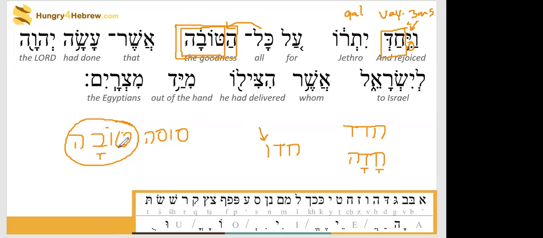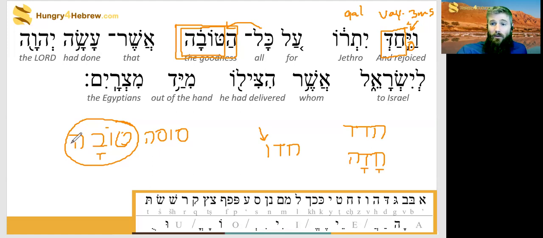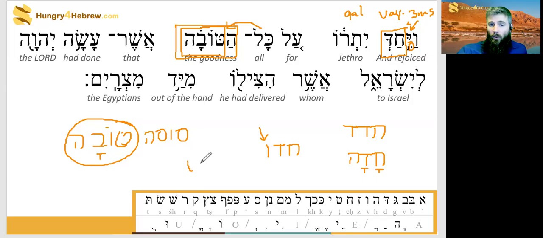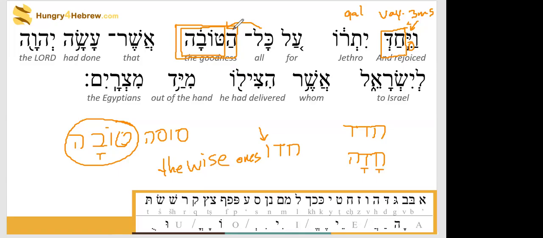Agreed. But can't you take an adjective and turn it into a noun? The wise will understand, right? Wise is an adjective, but the wise is referring to the wise ones. So is it turning an adjective into a noun here?